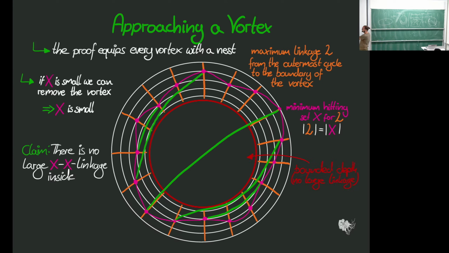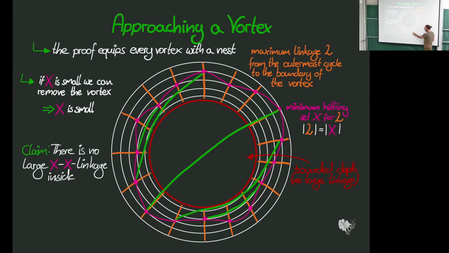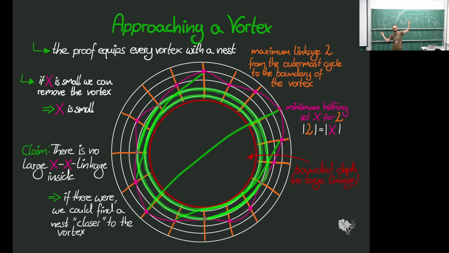I do know, because the red part has small depth, that most of this large linkage cannot go through it, because otherwise I would have found a large linkage on the red thing, which is forbidden. So most of it must avoid it, go left and right. And then I use this thing that surrounds my vortex to push the nest structure, like the entire family of cycles, closer to this disk, to create an extremal situation.